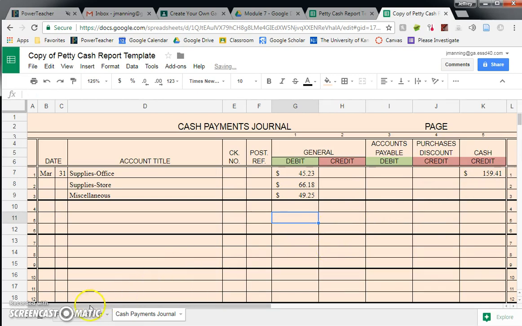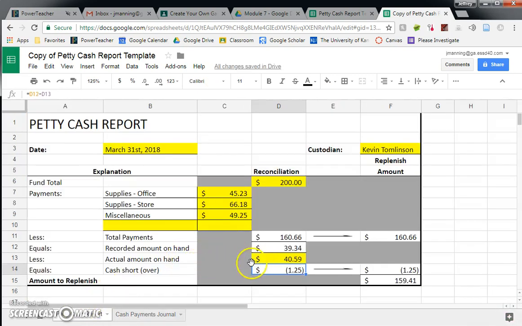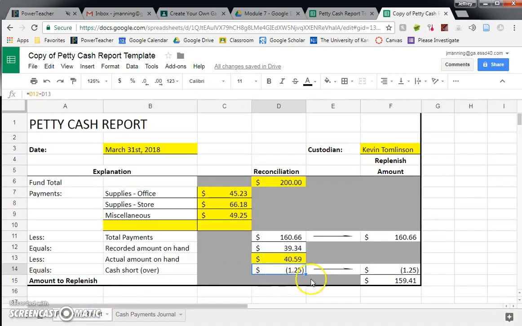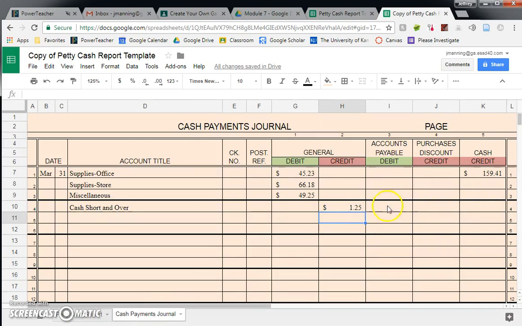And the credit that I need to add is the amount that I determined as being cash short or cash over. If you have cash over, you add a credit. If you have cash short, you add a debit. So I am going to put on this next line cash short and over. And then over here on my credit, I'm going to put $1.25. That is the amount that the petty cash report told me that I was over. Now, if I were to add these two credits together and these three debits together, I should get the same amount. And that's your transaction.